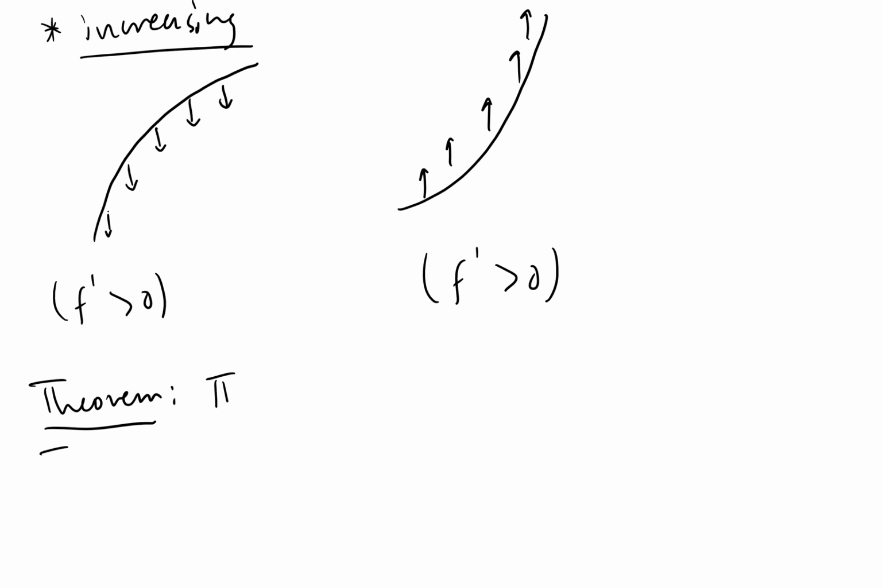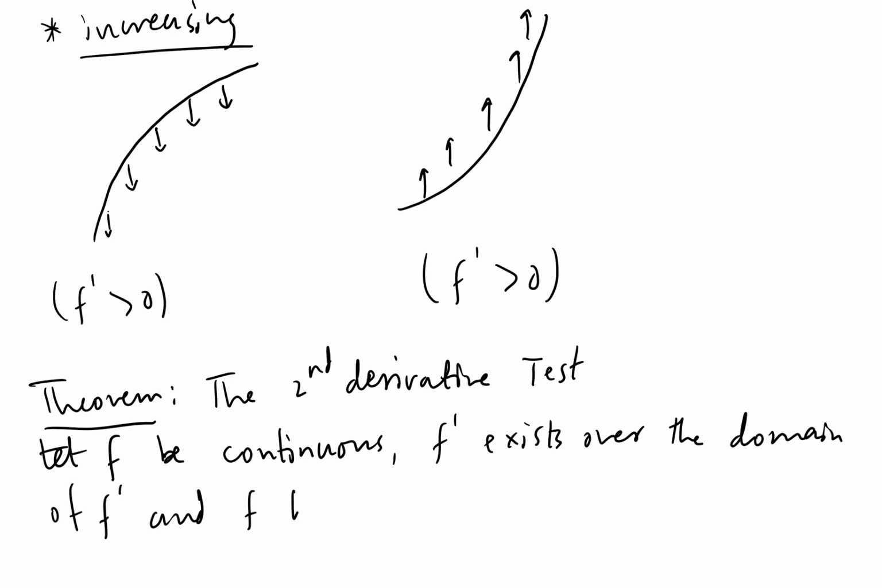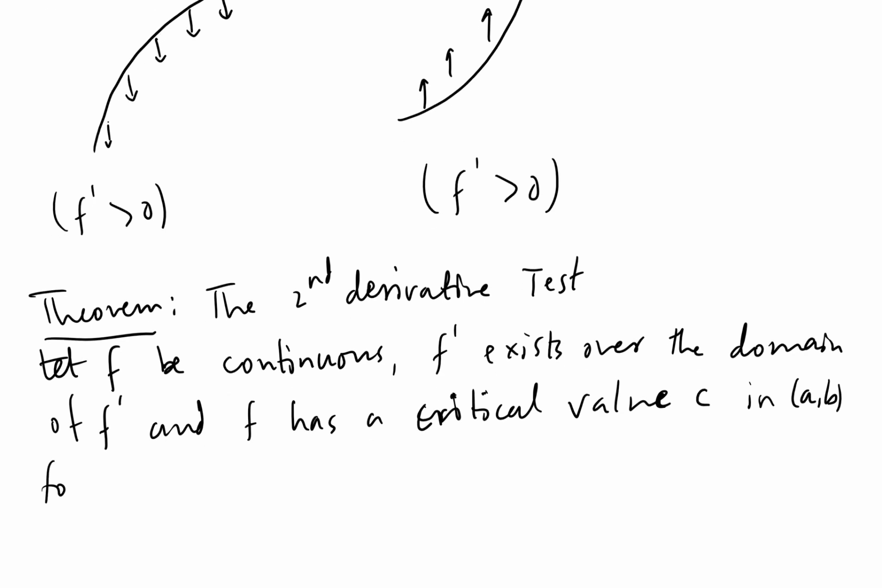Theorem. This is what's called the second derivative test. Let f be continuous, f prime exists over the domain of f prime, and f has a critical value c. Do you remember critical values? If you don't, see the previous sections. Critical values are the values when we said that the derivative equals 0 or does not exist. So over the domain of f prime, f has a critical value c in, let's say, the interval (a, b), for which f prime at c is 0.